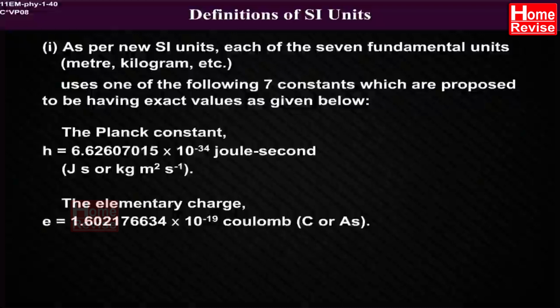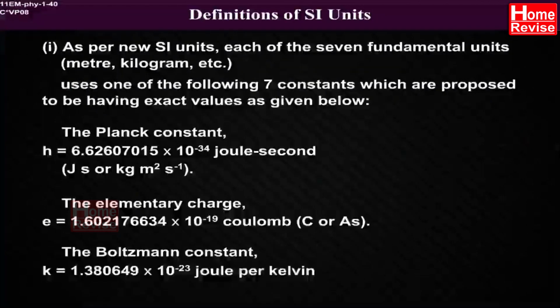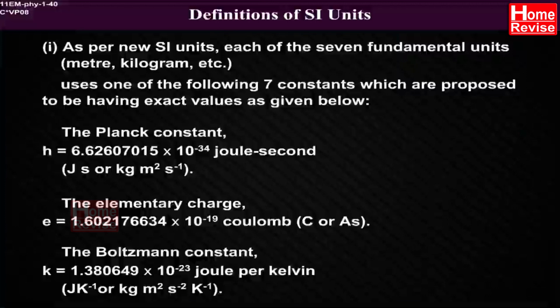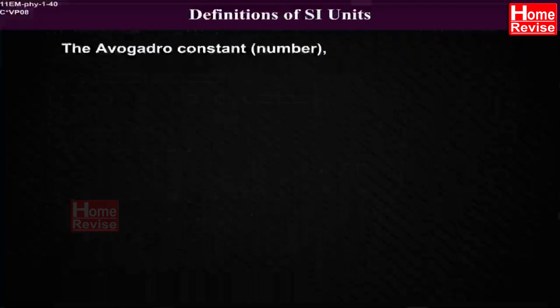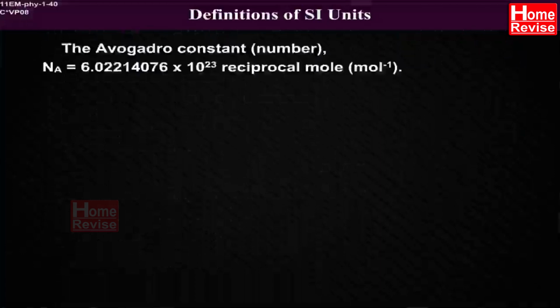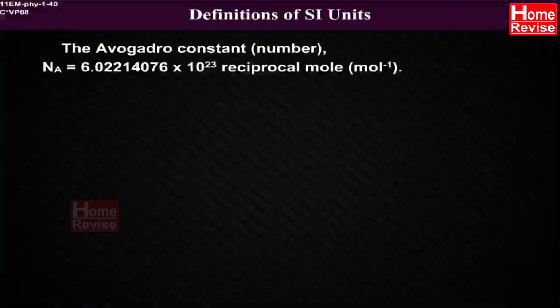The Boltzmann constant k is equal to 1.380649 multiplied by 10 raised to minus 23 joule per Kelvin, or kilogram meter square per second square per Kelvin. The Avogadro constant N_A is equal to 6.02214076 multiplied by 10 raised to 23 per mole, reciprocal mole.